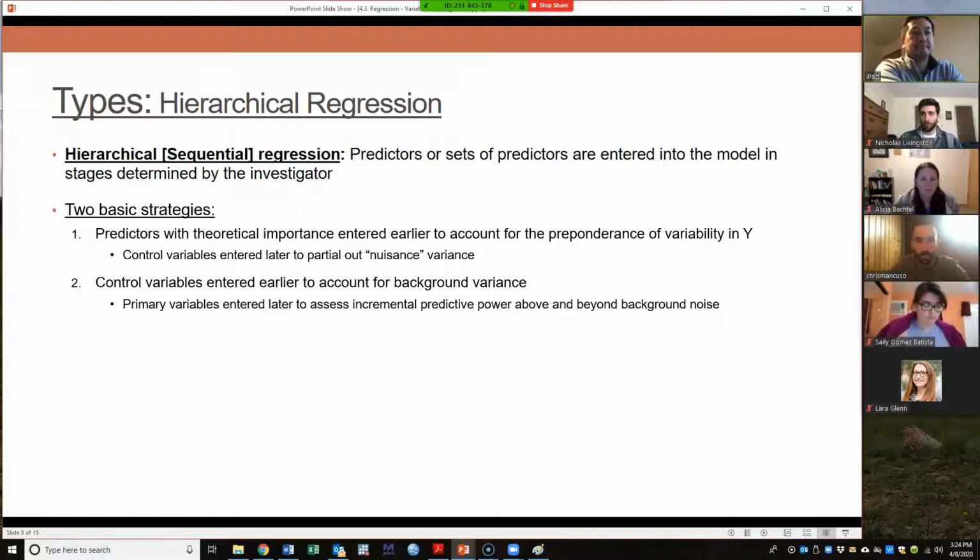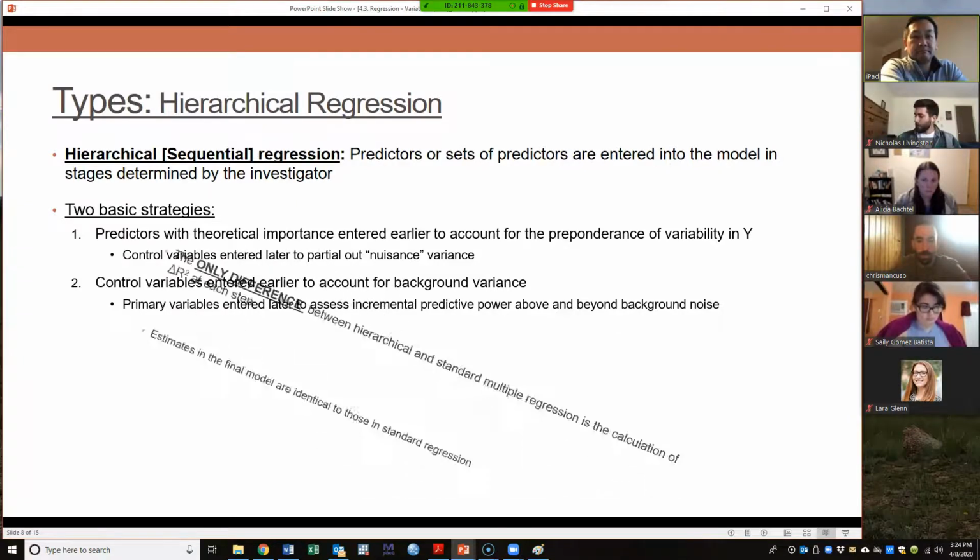Okay, so with the first approach, what we're doing is looking at the stuff that's really important for my research question in the first step, and then in the second step, loading in stuff that's kind of nuisance background. With the other approach, we're taking all the nuisance background stuff, putting it first, and then seeing whether my variables of theoretical importance are predicting above and beyond the background stuff.